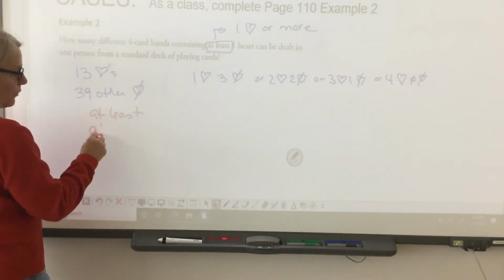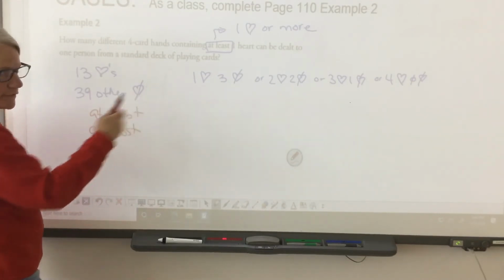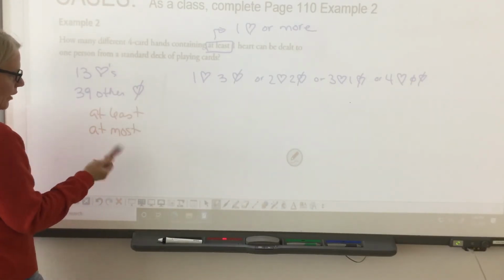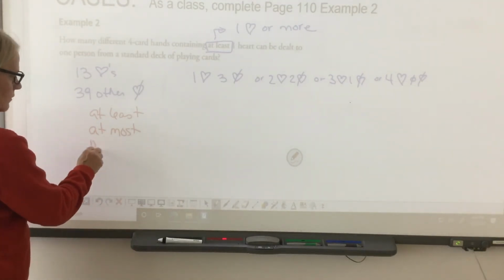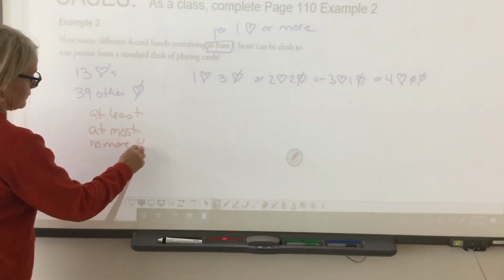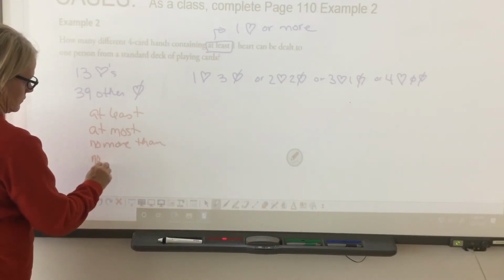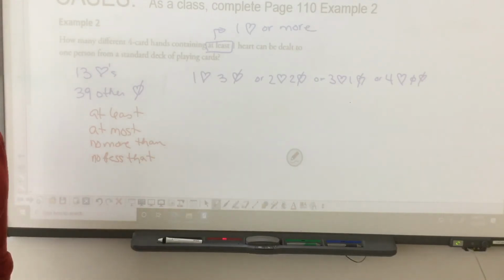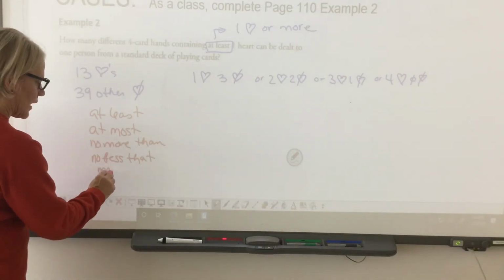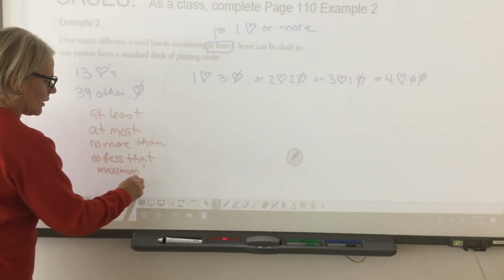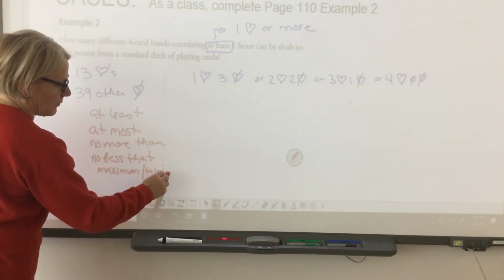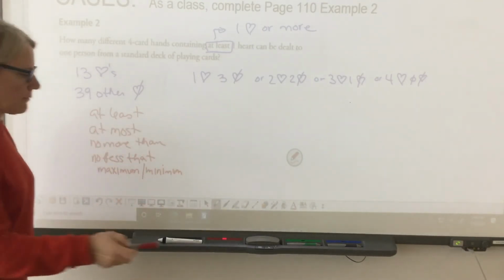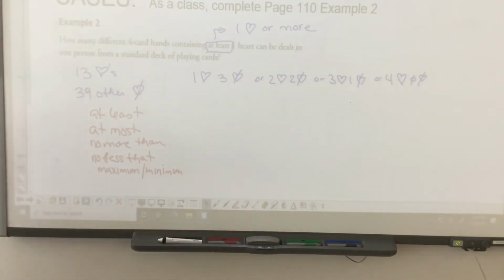You might have at most, which then means that you're going to stay less than that. You might have no more than, no less than, you could have a maximum of, a minimum of. There's any word that is telling you that it's not exactly a certain amount, right? You have more than one possibility. I would highlight that word, make it stand out that we have a case.